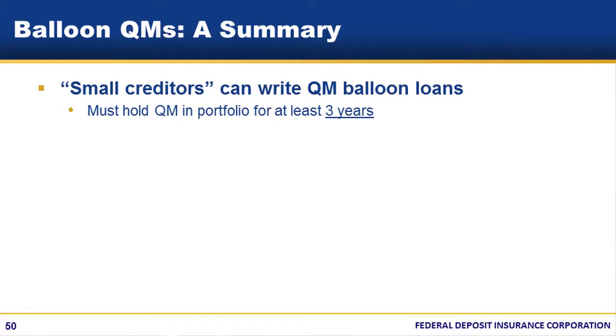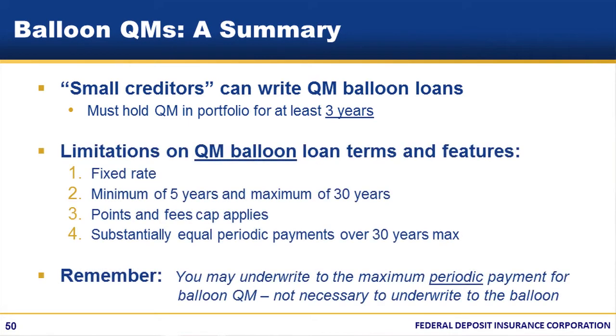Sure, Serge. We'd be happy to. All small creditors that meet the asset and originations tests can write QM balloon loans until January 2016, provided they hold those loans in portfolio for at least 3 years. There are limitations on the balloon QM loan terms and features.